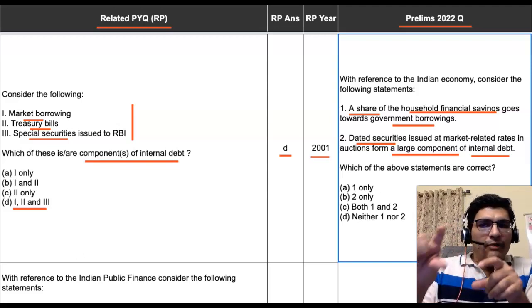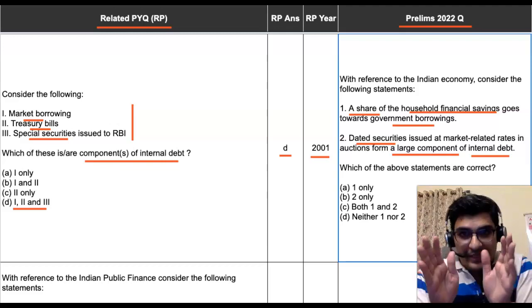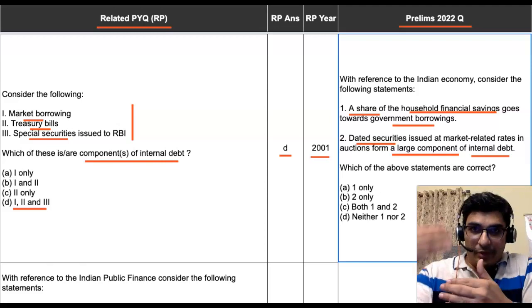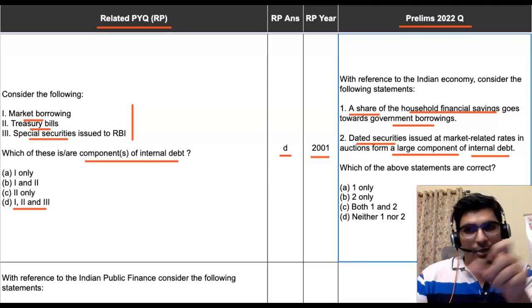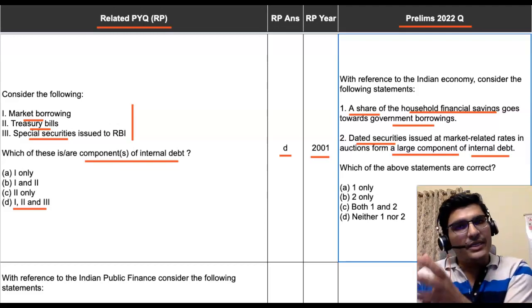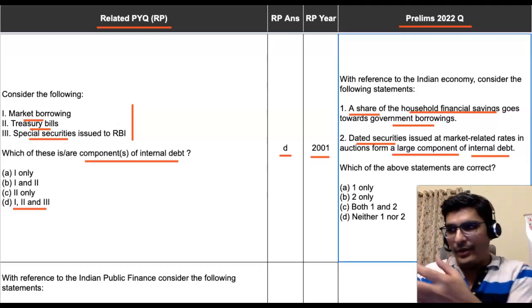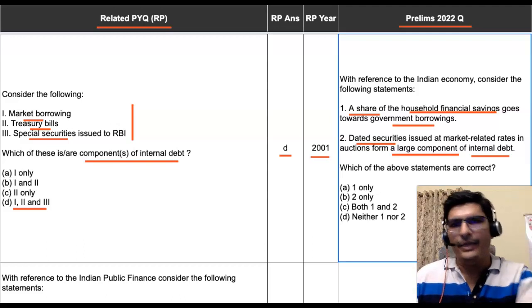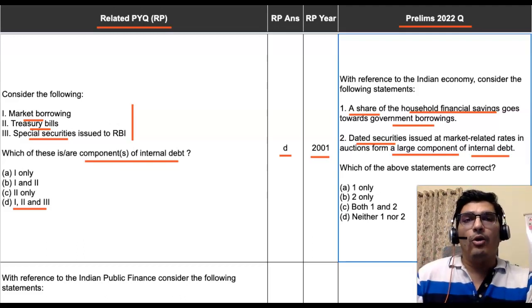So if all of these three are components of internal debt, that means these three have to be important enough. That is why they have been asked by UPSC. And why will something be important enough? Because they'll have a significant share in internal debt, right? And they're components of internal debt. So they have to have a significant share in internal debt to be asked by UPSC like this. If they were not having a significant share, UPSC would not care about asking it, right? So there's a very high likelihood that the second statement of the 2022 question is correct.